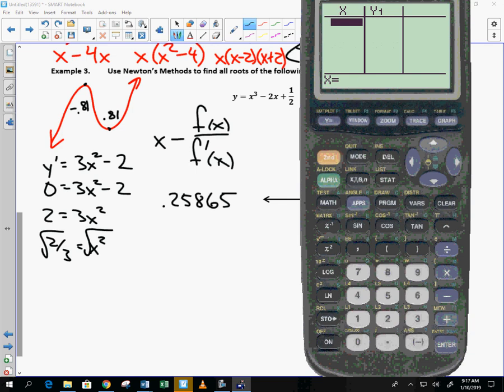Watch what happens. I'll try negative 1, and I get negative 2.5. I go negative 2.5. I get negative 1.896. I get negative 1.609. It's going to take a little while, huh? Ooh, looks like we're getting closer, huh? Ooh, I like that. Negative 1.526. Everybody okay with that?